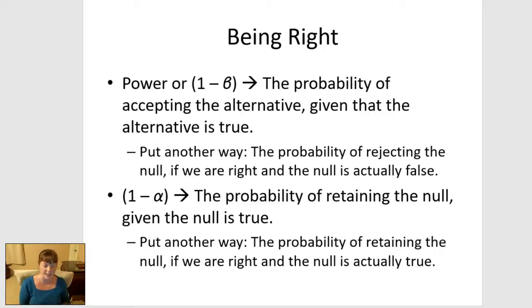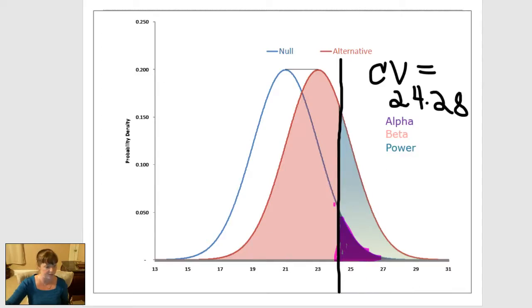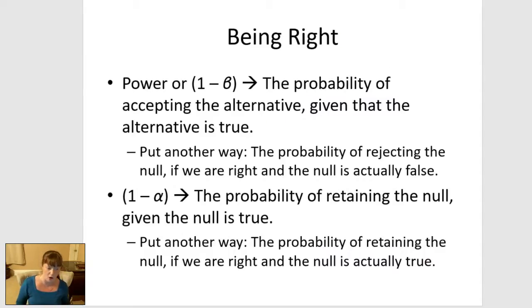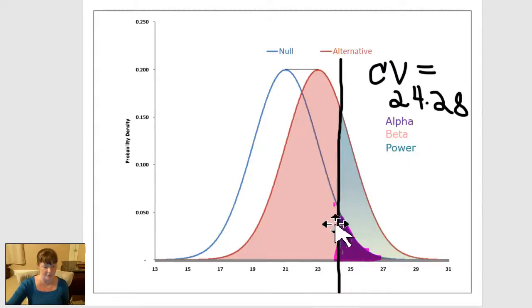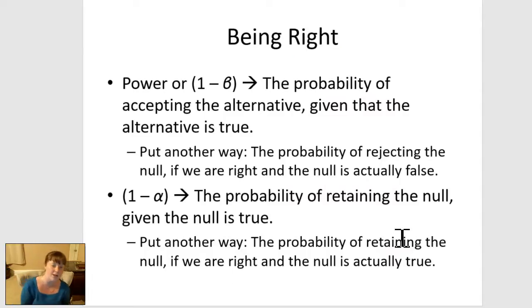Power is not only an area on this graph, it's this little teal area here. Power is also the probability of rejecting the null hypothesis, going with the alternative, and being right. 1 minus alpha is in fact an area on this graph, but it is also the probability of failing to reject the null and being right because the null is true. Both of those things are true.